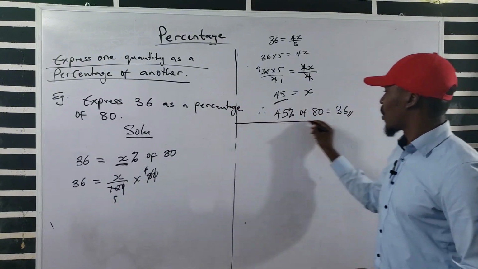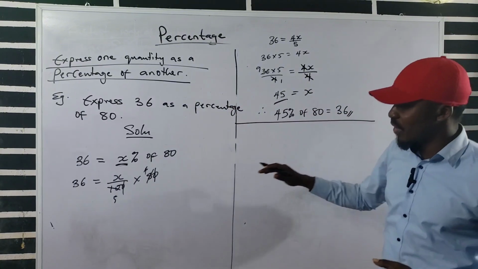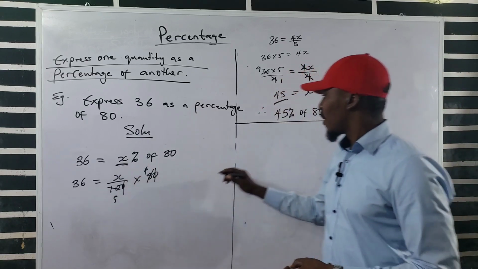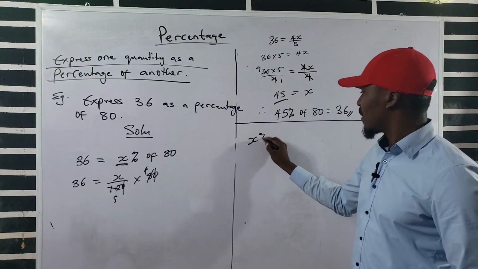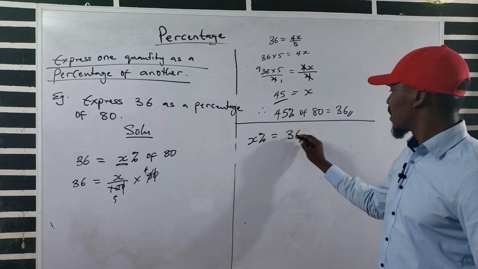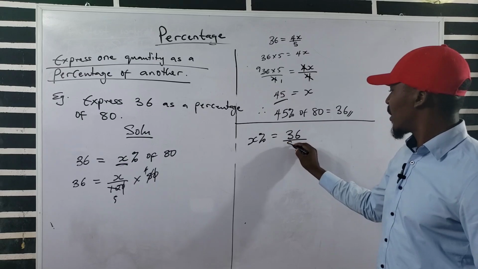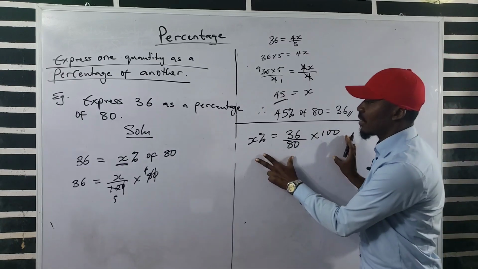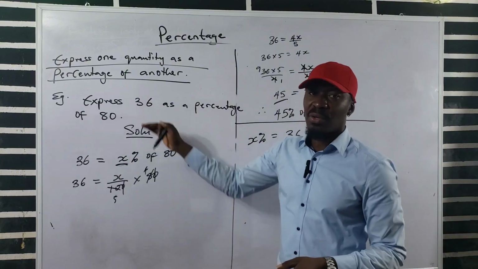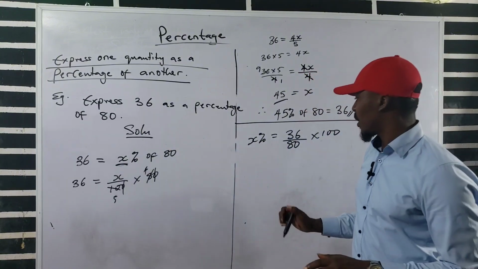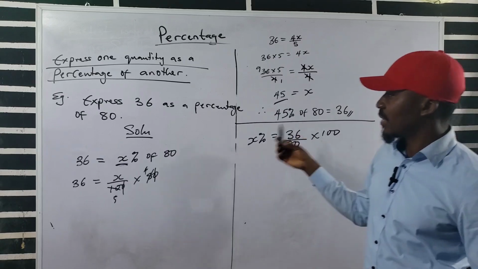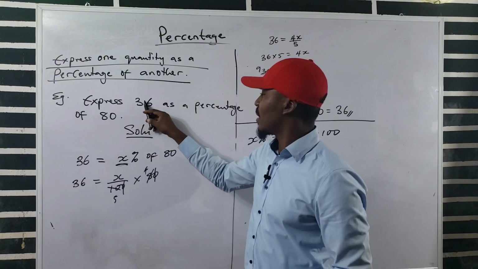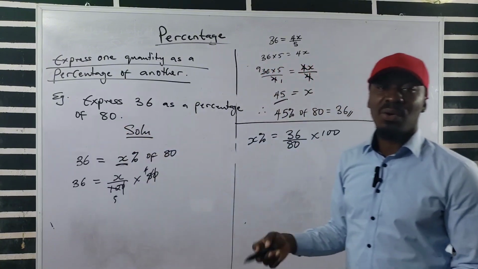Now, from what we have solved, if you look at this very well, from here, we can actually make X the subject of the formula. Okay, if you do that, you will find out that your X percent is going to be 36 over 80 times 100. So if you know this, anytime you have a problem of this nature, it will be very easy for you to solve. Okay, 36 over 80 times 100. If they ask me to express a number as a percentage of another number, I will just say this number over this number times 100 over 1.